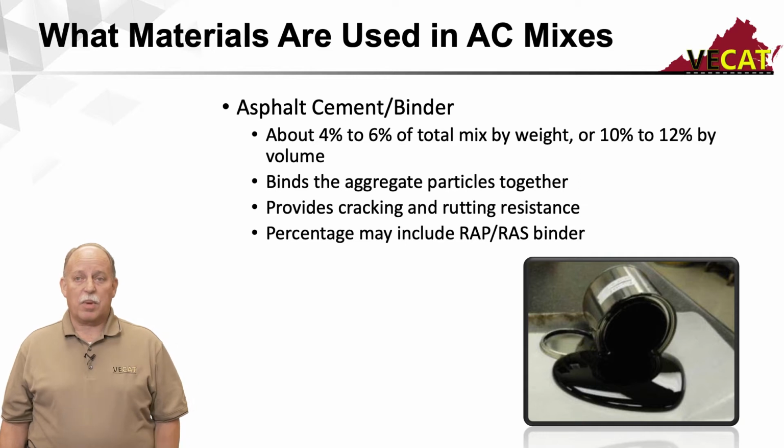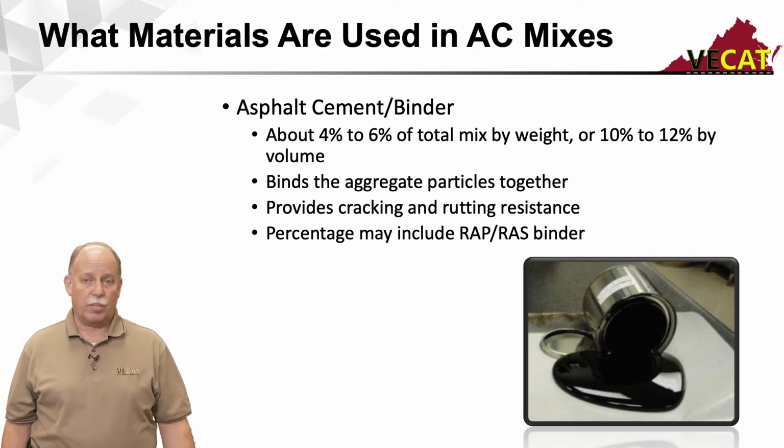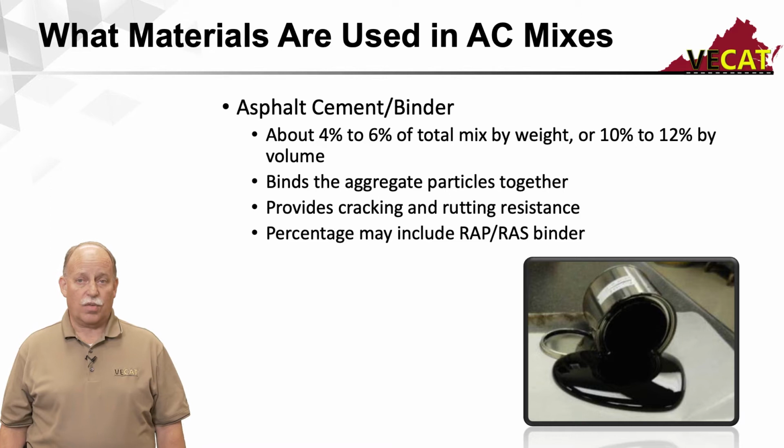And we always have to keep in mind that a percentage of that may come from our RAP or our RAS. RAP being the recycled asphalt pavement, RAS being recycled asphalt shingles. We have a little bit of the recycled shingles in Virginia, but for the most part, almost all of our mixes have some percentage of RAP.